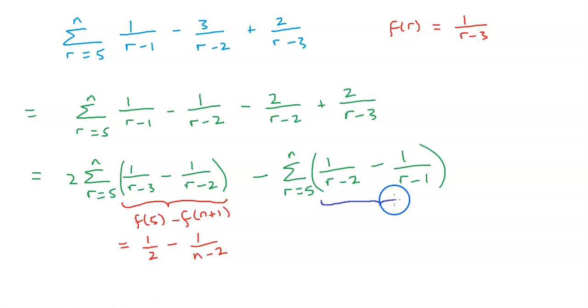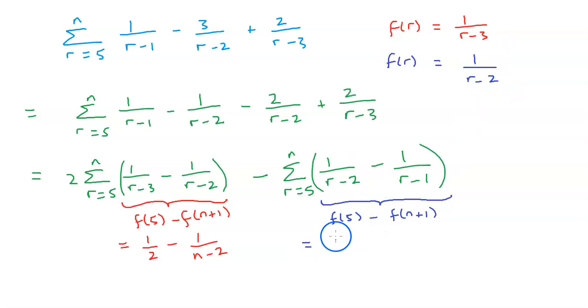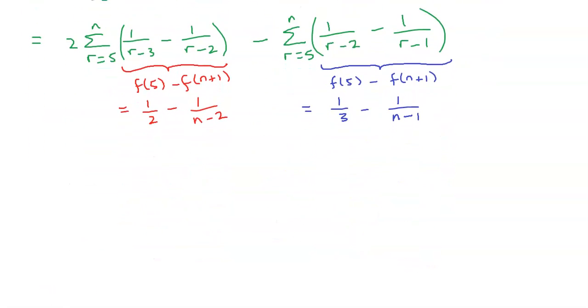And then over here, our function f of r is equal to 1 divided by r minus 2 this time. Okay, so then this one is going to be f of 5 minus f of n plus 1, which is equal to 1 divided by 5 minus 2. So that'll be 1 divided by 3 minus, then we put n plus 1 into here, 1 divided by n plus 1 minus 2, so 1 divided by n minus 1. Okay, and then let's continue with the green.